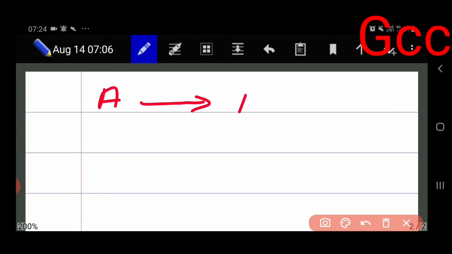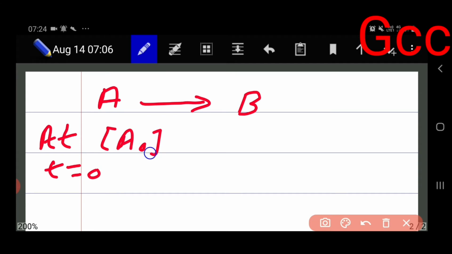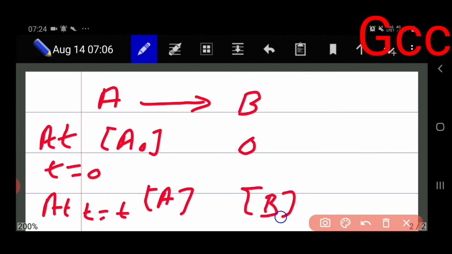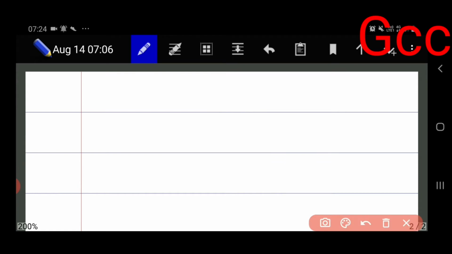Let it be one simple general reaction we have written there. At t equal to 0, A will be equal to A naught, the initial concentration, and B will be 0. But at a particular time t, as you know very well, let the reactant be A and the product be B. Then we can make two equations as we have made previously.